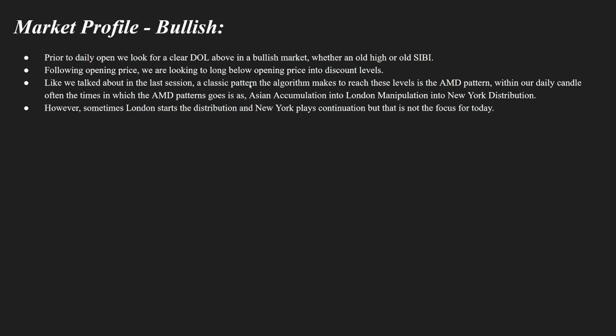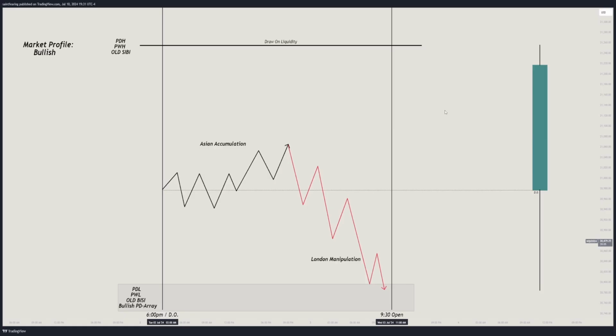Again, there's only so many ways that the market is going to reach our draw on liquidity. Within our daily Power 3, the classic pattern the algorithm makes is the AMD pattern. And then otherwise, sometimes we do see London session start the distribution and New York play continuation, but that's not going to be our focus for today. That's something you can look at within ICT daily profiles.